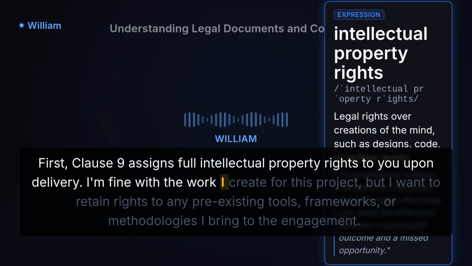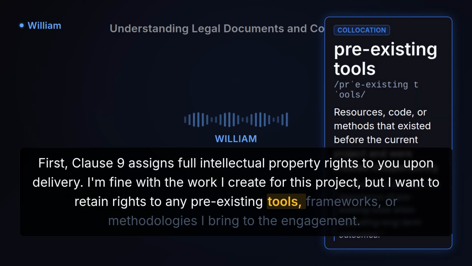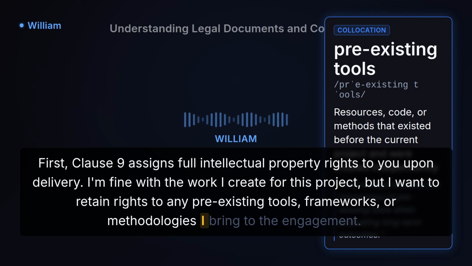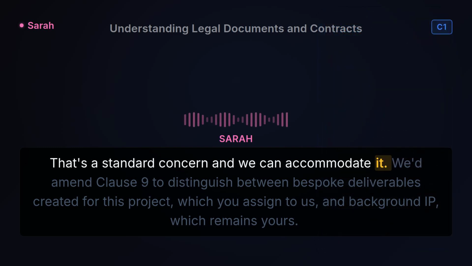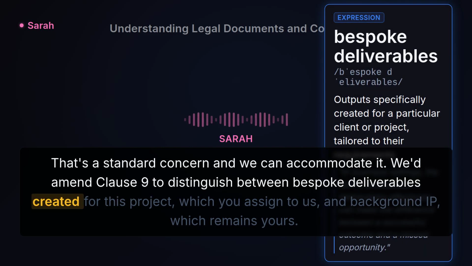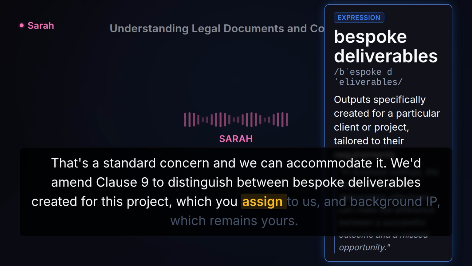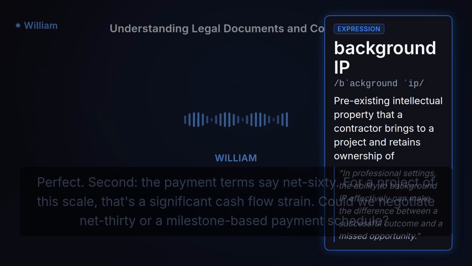I'm fine with the work I create for this project, but I want to retain rights to any pre-existing tools, frameworks, or methodologies I bring to the engagement. That's a standard concern and we can accommodate it. We'd amend Clause 9 to distinguish between bespoke deliverables created for this project, which you assign to us, and background IP, which remains yours. Perfect.